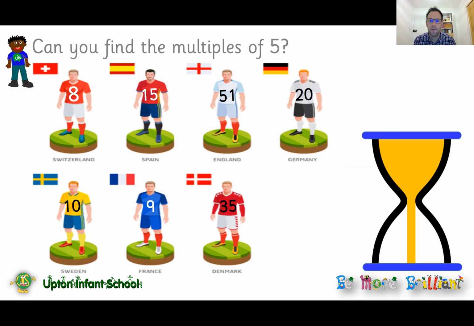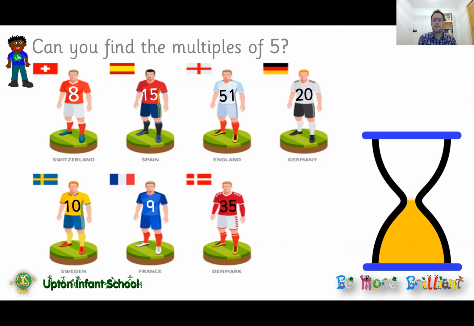The time starts now, 30 seconds. And remember, multiples of 5 end in a 5 or a 0. Are any of those numbers in the 5 times table? Time's nearly up. 5, 4, 3, 2, 1. And that's it, time's up. Okay, how did we get on?